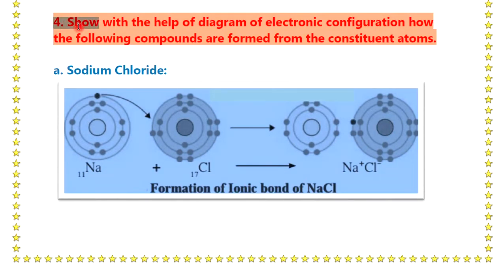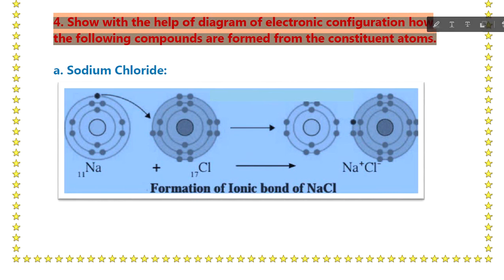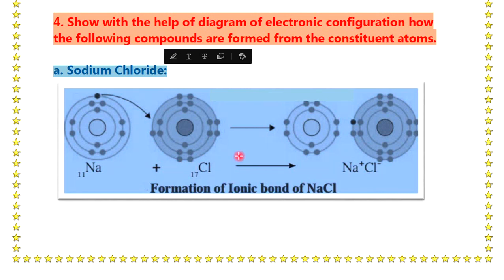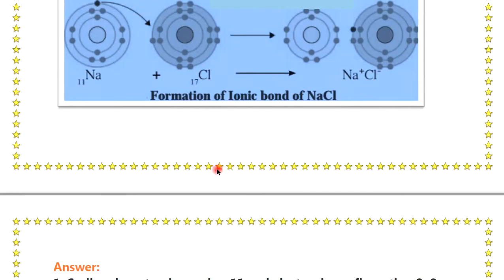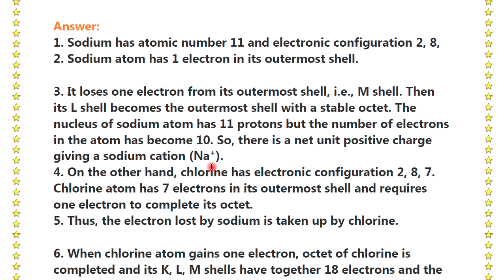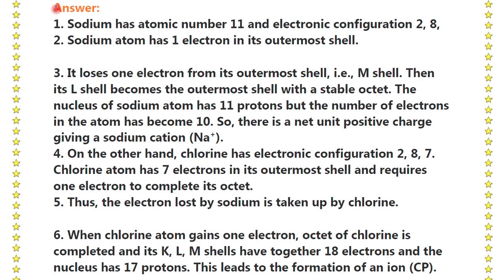Question number 4 is show with the help of diagram of electronic configuration how the following compounds are formed from the constituent atoms. A is sodium chloride. So formation of ionic bond of NaCl. So you can see here the electronic configuration diagram, we have done this. So see, with the help of diagram.